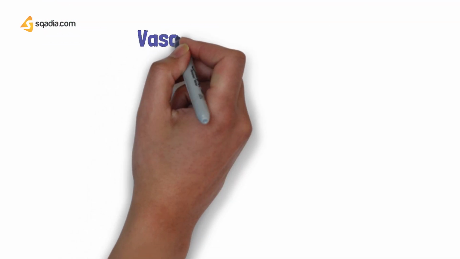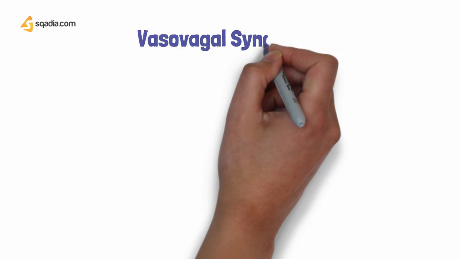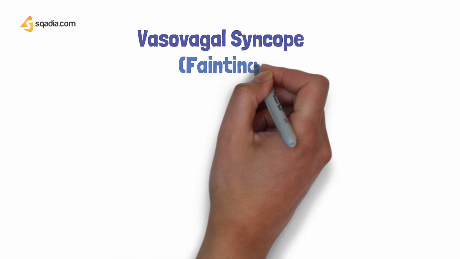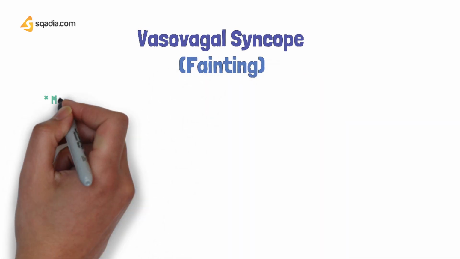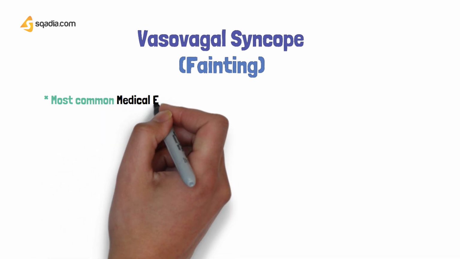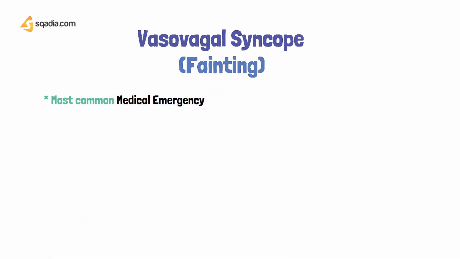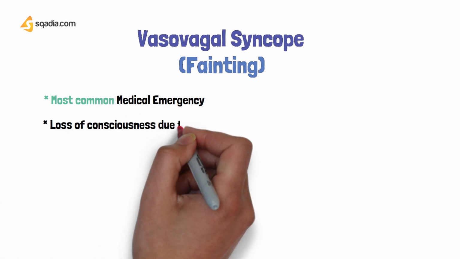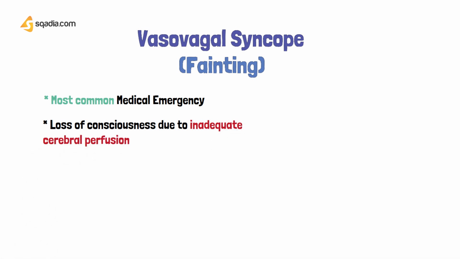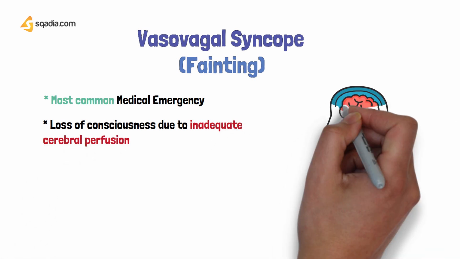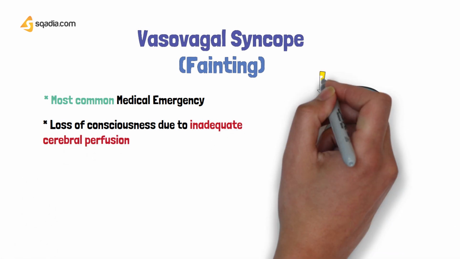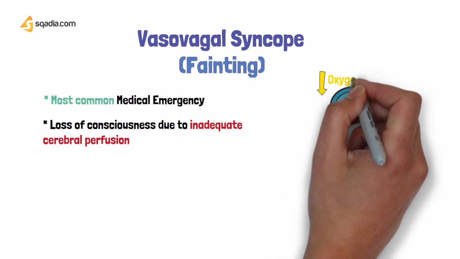First of all, we're going to be talking about the vasovagal syncope, also known as fainting. This is the most common medical emergency which may arise. Basically, what happens is that there is inadequate cerebral perfusion, meaning that there is inadequate oxygen supply to the brain, which causes loss of consciousness.